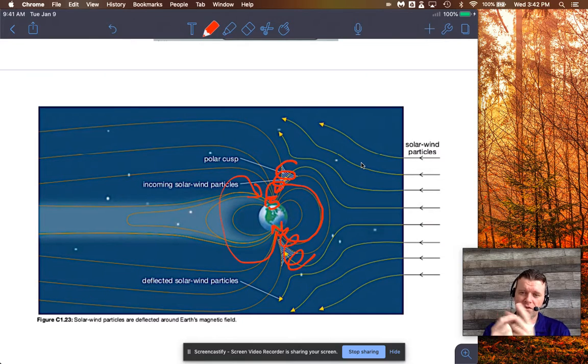So our magnetic field is a first layer of defense. Our atmosphere is the second layer of defense, because these charged particles plow into all of the gases in our atmosphere, and they impart their energy to them. And so they kind of get them excited, and that excitation actually causes light to be emitted. So that's what the northern and southern lights are.